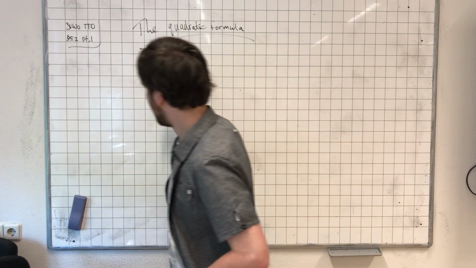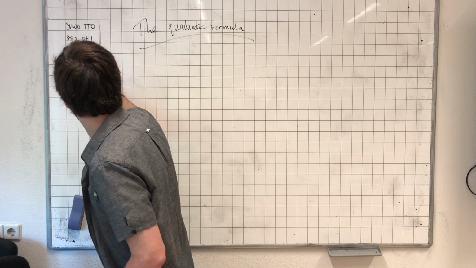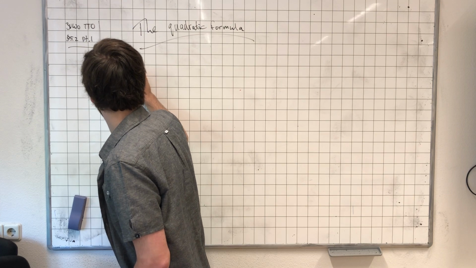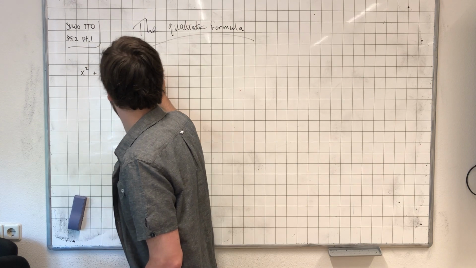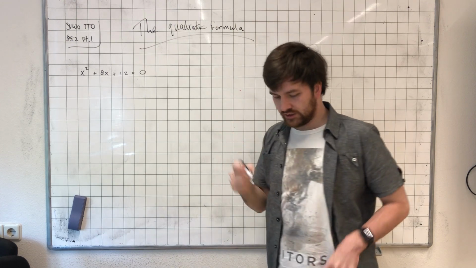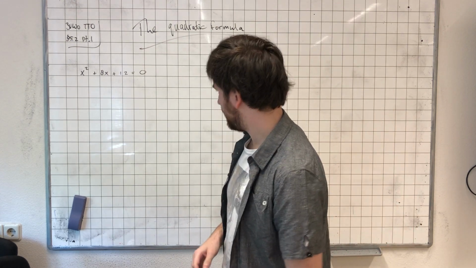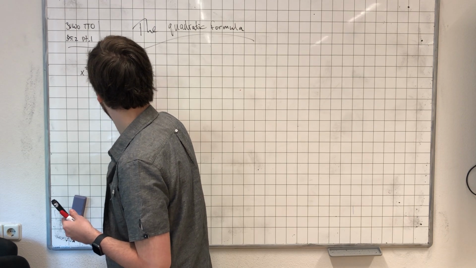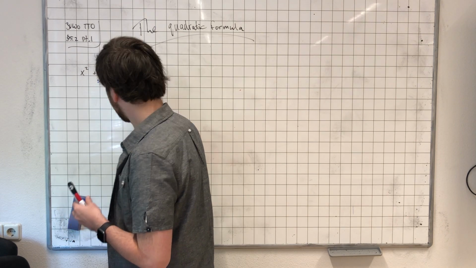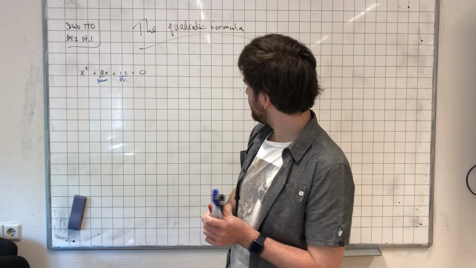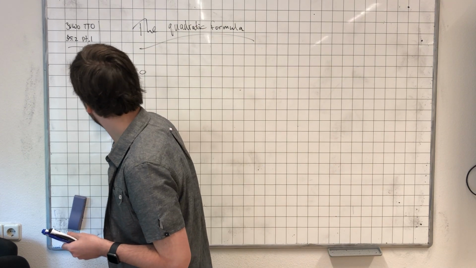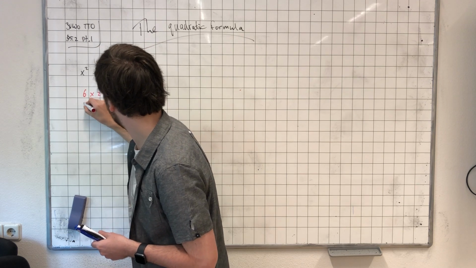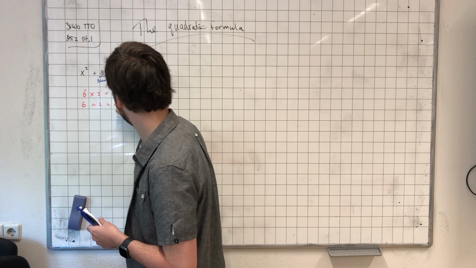So for example, if you had x squared plus 8x plus 12 equals 0, then you had to look for a product and a sum, and then you could say, for example, that 8 is the sum, 12 was a product. So the two numbers that you were looking for were 6 and 2, because 6 times 2 is 12, and 6 plus 2 was 8.